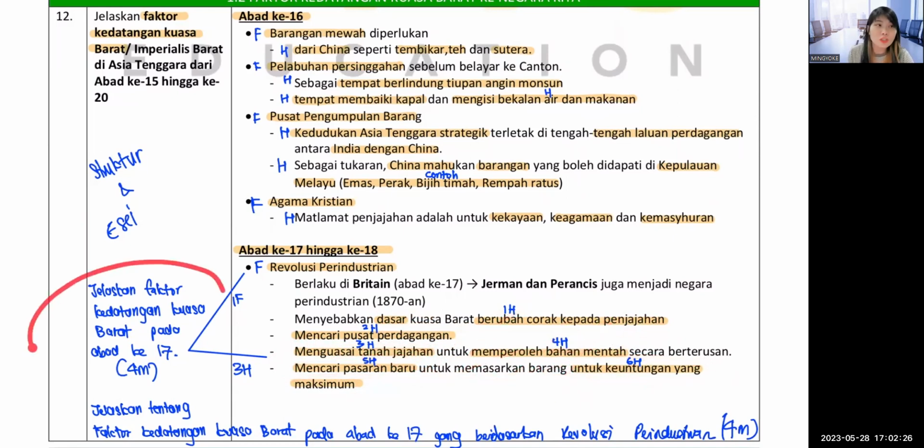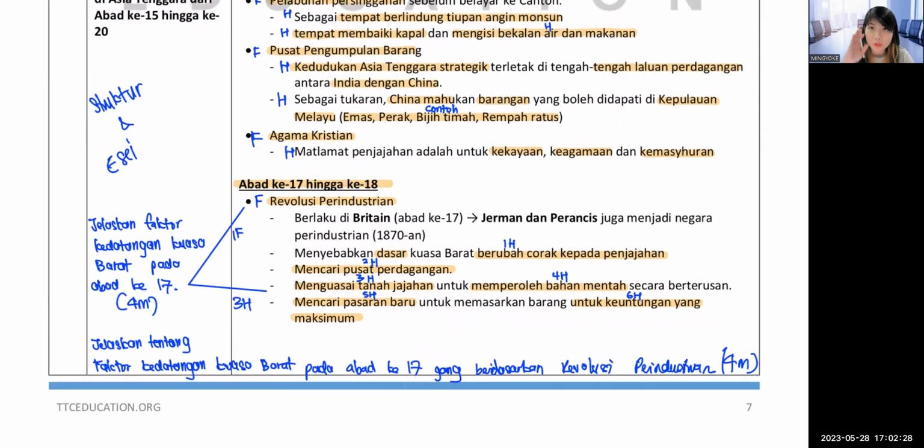So it depends on how the soalan works. Guys, when you read the soalan, use a highlighter or use a ruler, use a pen, underline the keyword. Underline what the soalan wants. For example, here they say, jelaskan faktor kedatangan kuasa barat. You don't just read like this. You use an underline. You use a highlighter. You take note of the soalan. Faktor kedatangan kuasa barat abad 17.